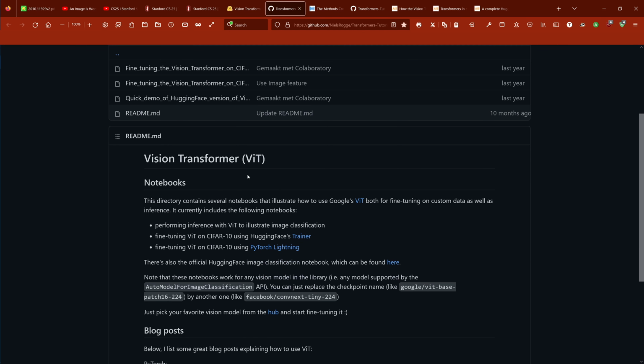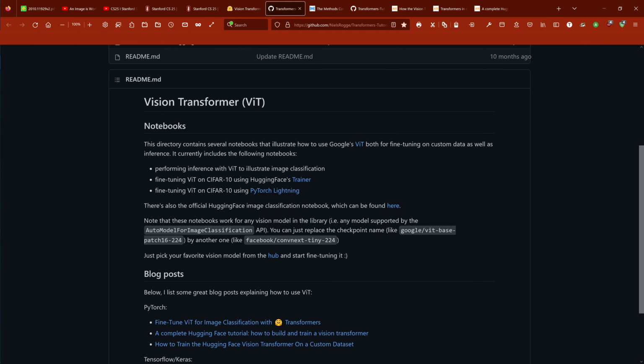So he gives us here in the README three notebooks. The directory contains several notebooks and illustrates how to use Google Vision Transformers both for fine-tuning on custom data as well as inference. It includes the following notebooks: Performing Inference with Vision Transformer to illustrate image classification, then fine-tuning with the HuggingFace trainer, and fine-tuning now with PyTorch Lightning.